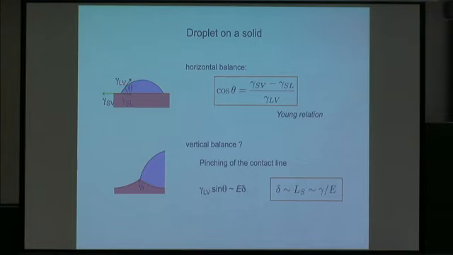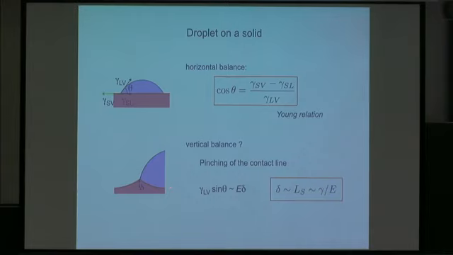But actually, you may wonder, okay, I've got this horizontal balance, but what about the vertical balance? It seems that it's unbalanced. And if you look in more details, actually, you will find out that there is a vertical balance. You have a restoring force from the solid. And if you have a restoring force, that means that the solid is slightly pinched at the vicinity of the contact line. How do you find the order of magnitude of this pinching, if I can say?